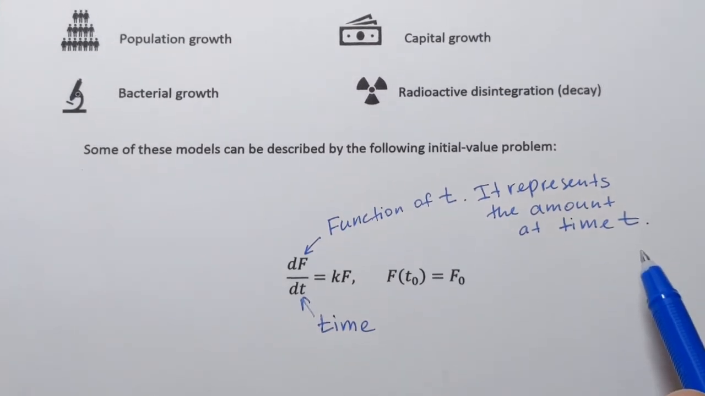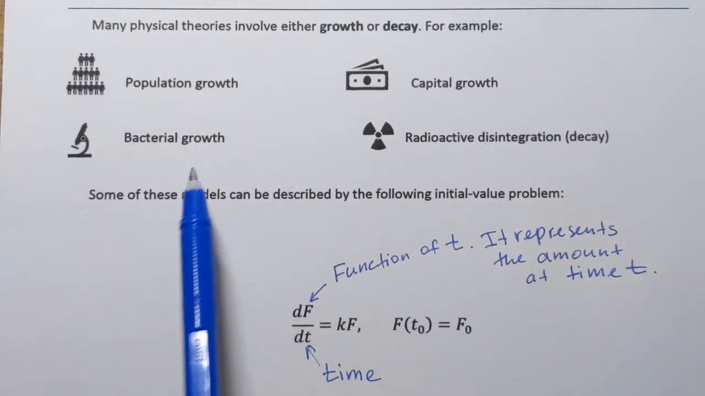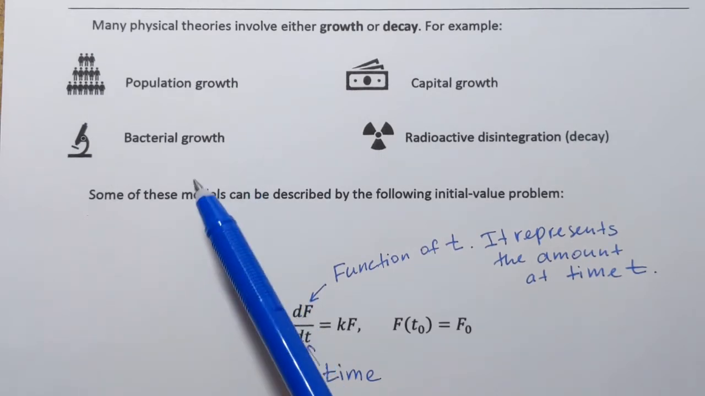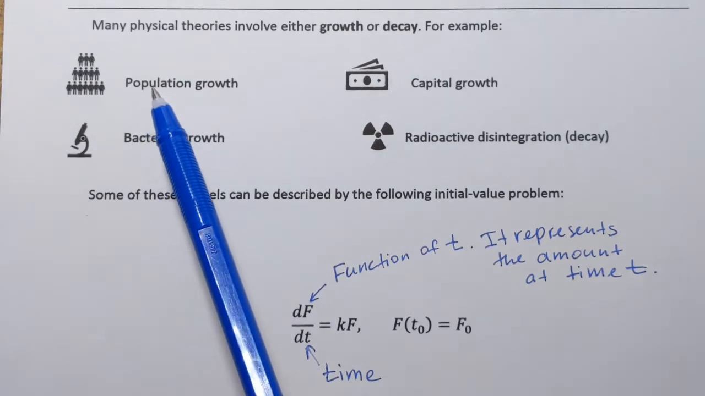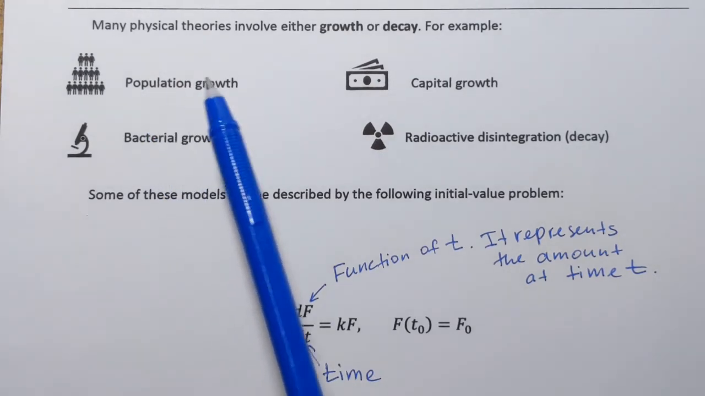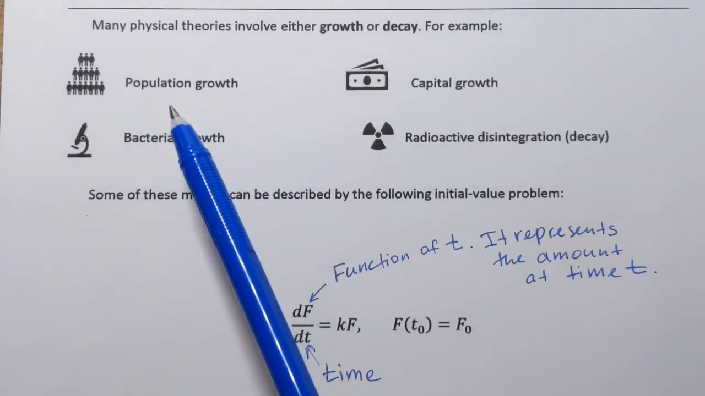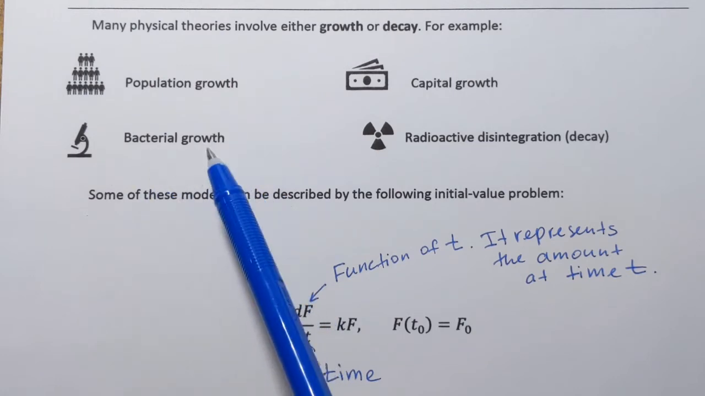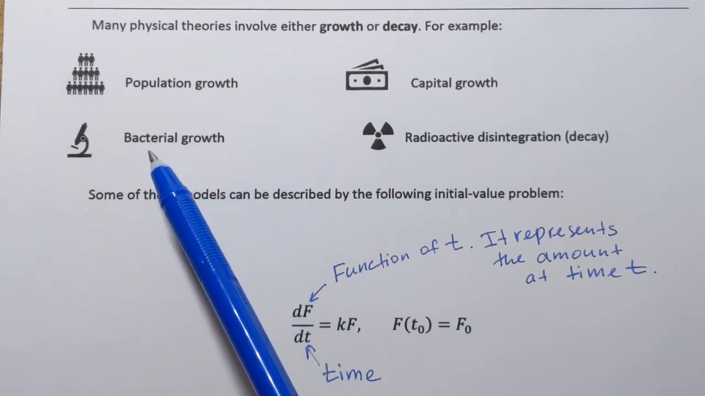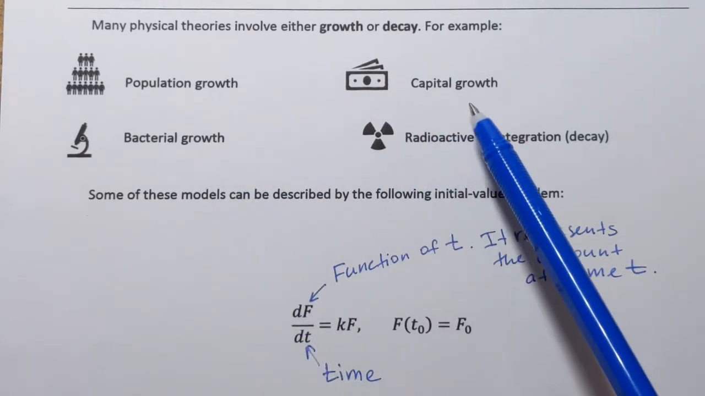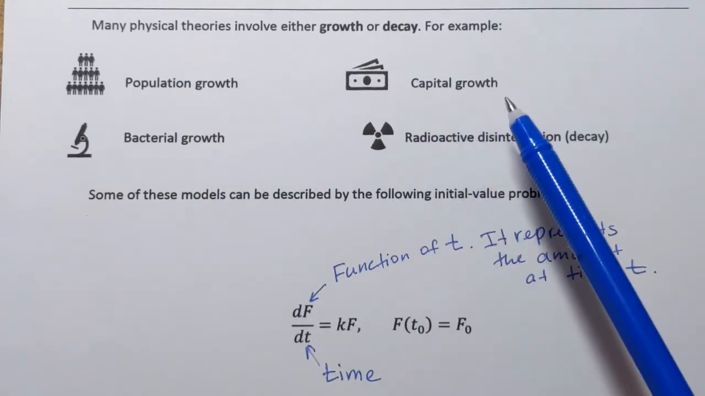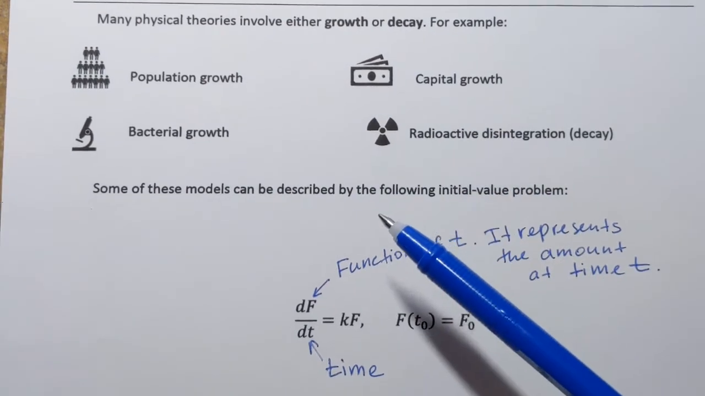So what kind of amount? Well, it all depends on the model that we're working with, right? If it's a population growth model, it represents population, right? Number of people at certain time t, at certain year, and so on and so forth. If it's bacterial growth, well, it represents the number of bacteria at certain time t, and so on and so forth, right? Capital growth, amount of money at certain time t. So that's the meaning of this function.